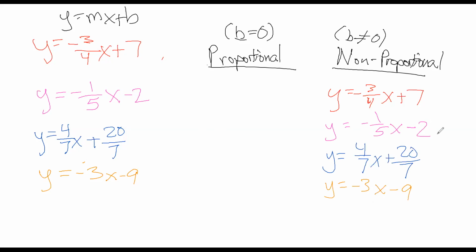So you showed your understanding of what non-proportional means, but we still also have to show our understanding of what proportional is. So we can create our own example to show what proportional looks like. And that could be y equals negative 3/4 x. That is proportional, or y equals negative 1/5 x, and so forth. So proportional has a y-intercept that is 0.